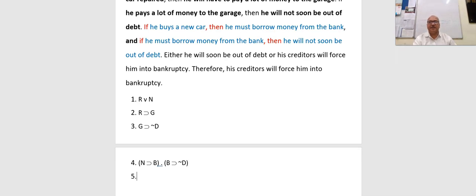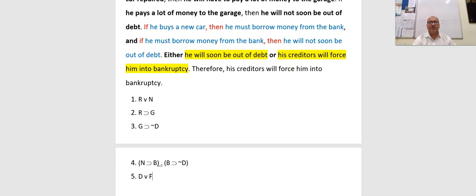Now the fifth statement. Either he will soon be out of debt or his creditors will force him into bankruptcy. So you know, either-or is a disjunction, right? And the first disjunct is this, and the second disjunct is this. His creditors will force him into bankruptcy. So he will soon be out of debt. Remember, we have adopted the symbol D to represent this. Immediately in the preceding statement, he will not soon be out of debt, we have written negation of D. So he will soon be out of debt. Either he will soon be out of debt, that is D, or his creditors will force him into bankruptcy.